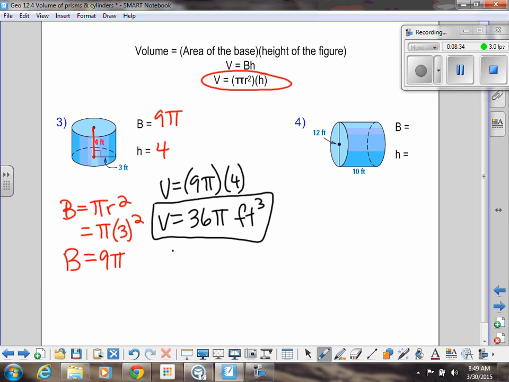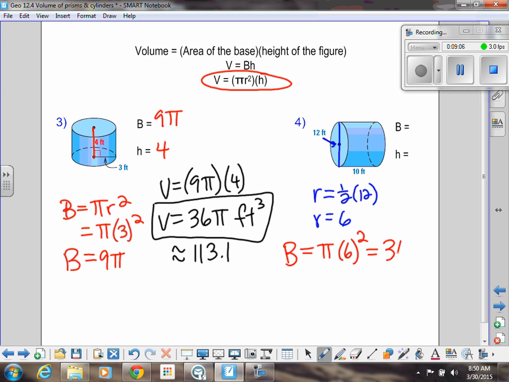Now in the book, they might do that as a decimal. So if you type that in, you should get about 113.1. Now going over here, remember this in our diagram, this 12 is referring to the diameter. So the radius is not 12, the radius always is half of that. It's half of 12. So our radius here is 6. So when we do our base, make sure you're doing pi times 6 squared, which is 36 pi.